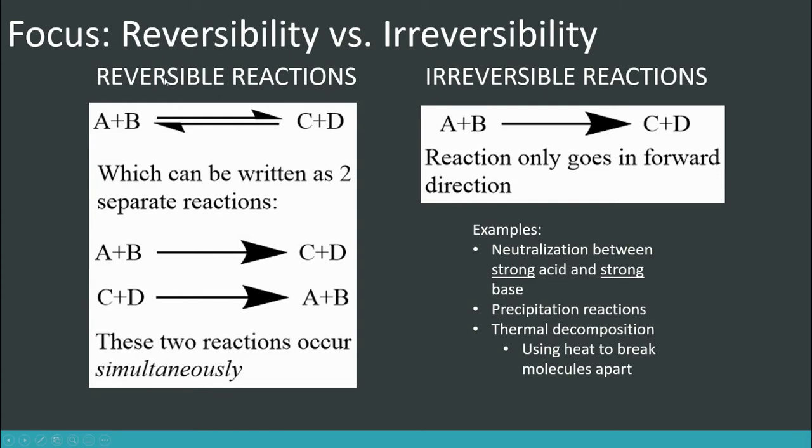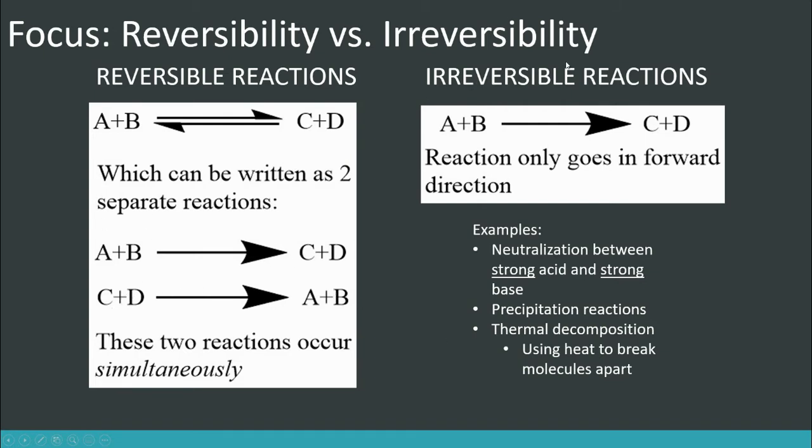A reversible reaction, also known as an equilibrium reaction, is something where you have reactants A and B reacting to make products C and D. At the same time, your products are reacting to make your reactants. So really what this equation means when you have an arrow going both directions like this is that A and B make C and D, and then C and D make A and B.